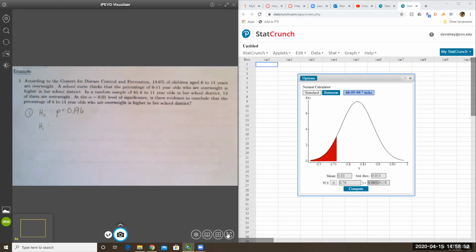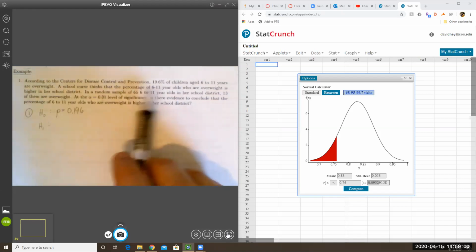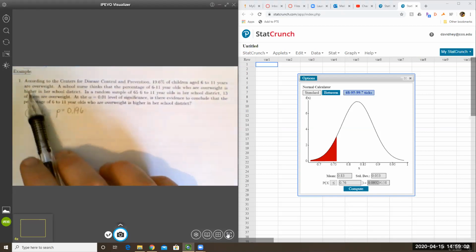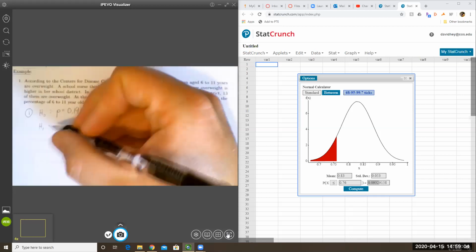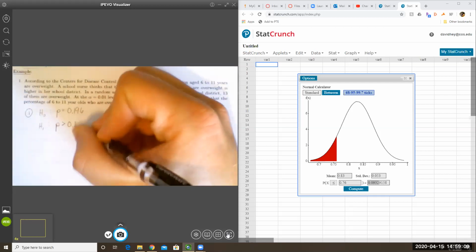The alternative hypothesis is the statement that we're trying to build up evidence to support. In this case, the nurse suspects that the percentage who are overweight in her school district is higher. She thinks that the percentage is higher, right? So she thinks that p is greater than 0.196.